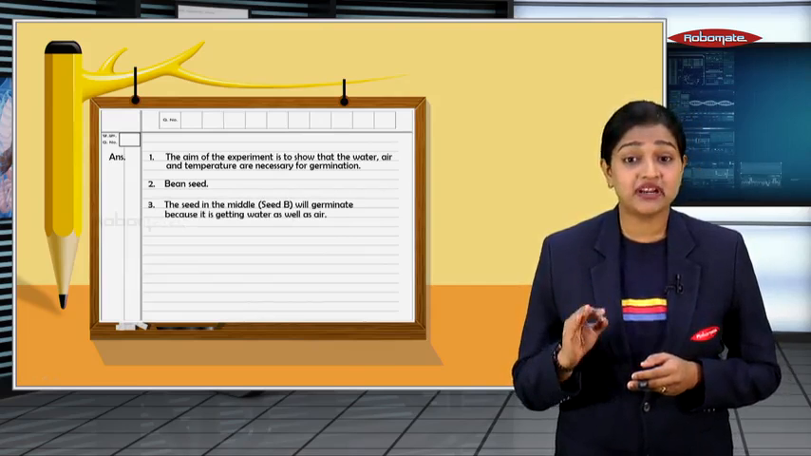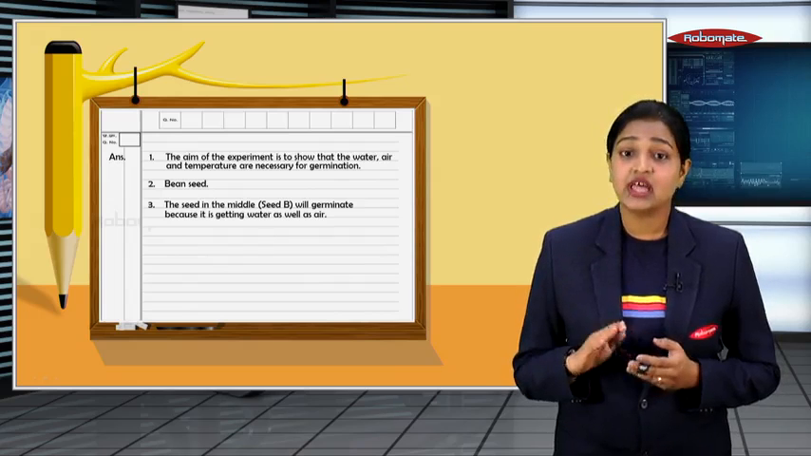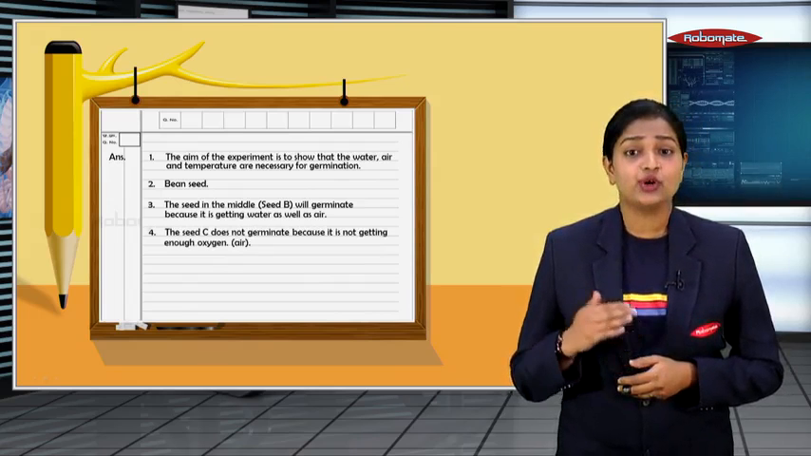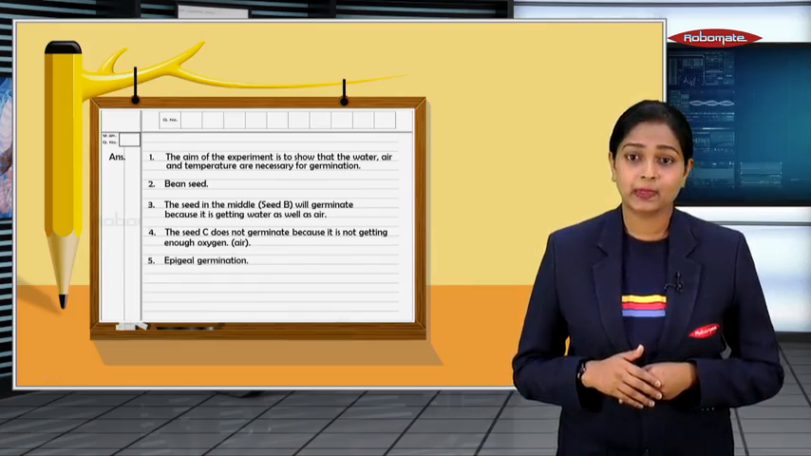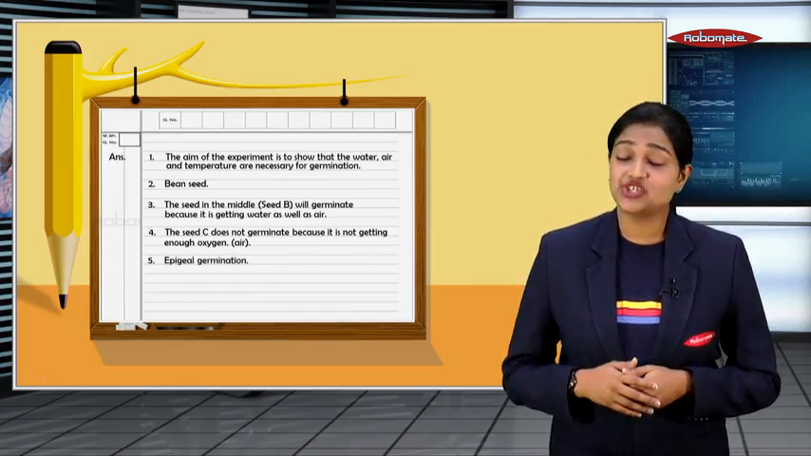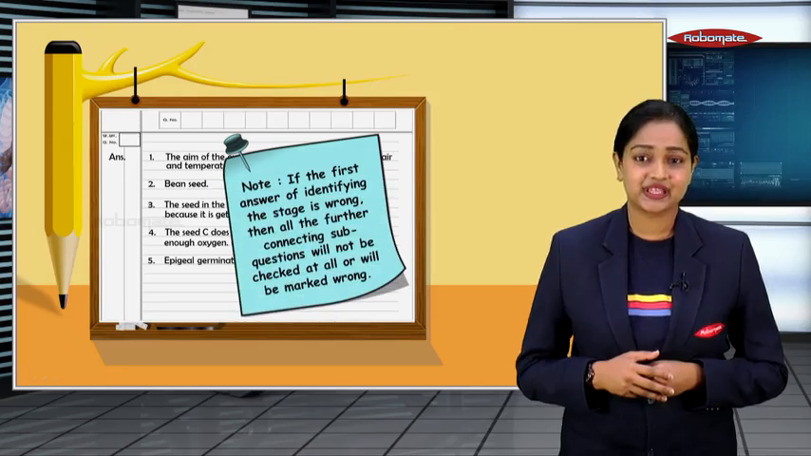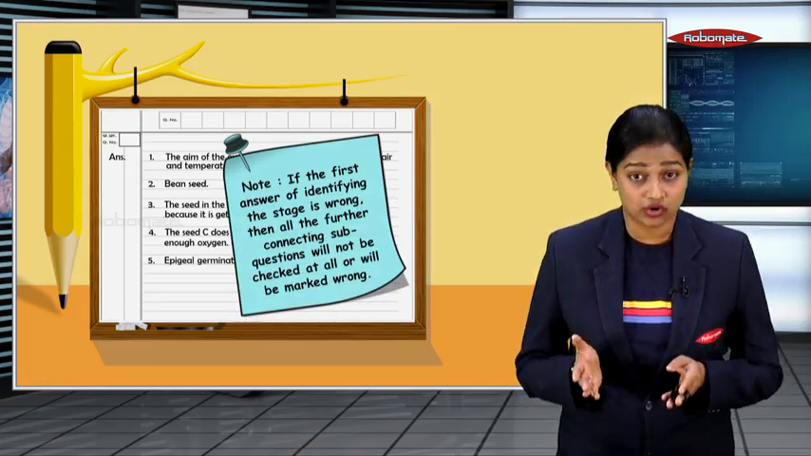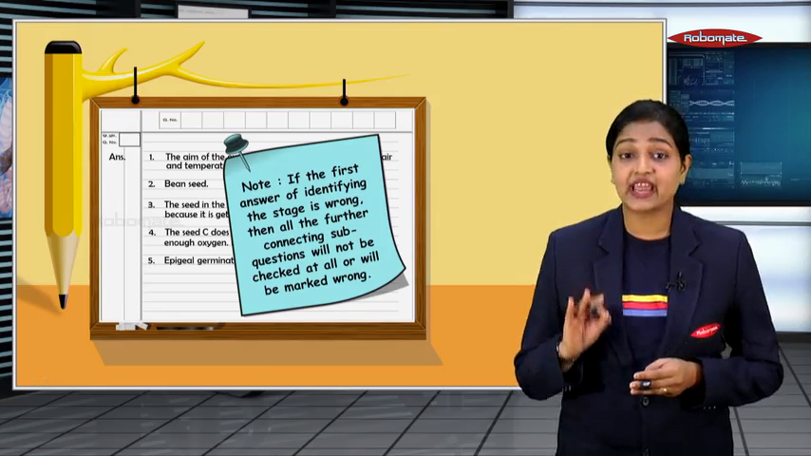Next, the seed in the middle, that is seed B, will germinate because it will get all the three factors as compared to the other two seeds. The next question, seed C does not germinate because it was not getting enough oxygen. Now, the type of germination that can be seen in a bean seed is epigeal germination. Note, dear students, if the first answer of identifying the stage is wrong, then the further connecting sub-questions will not be checked at all and will be marked wrong.